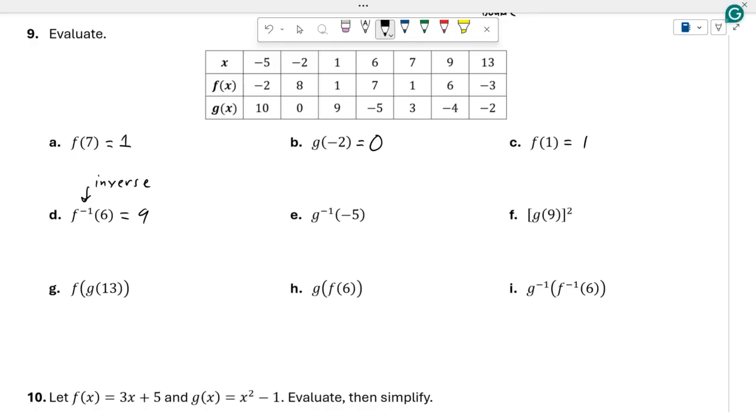9e, same thing as d, except we're working with the g function. Again, this -1 tells us that we have an inverse function. So it's saying that somehow, some way, we got a -5 as the result of plugging something into the g function. What is the input that resulted in that -5? Looking at the g function, I see a -5 as that result. So what is the x value that gives us -5? And it's 6.